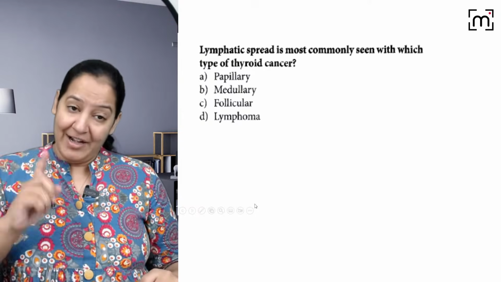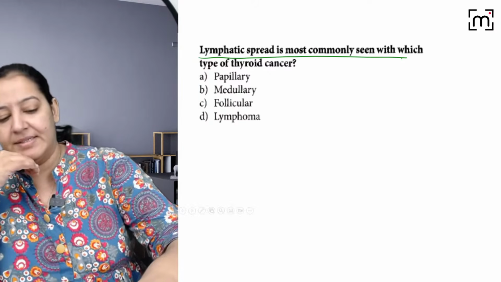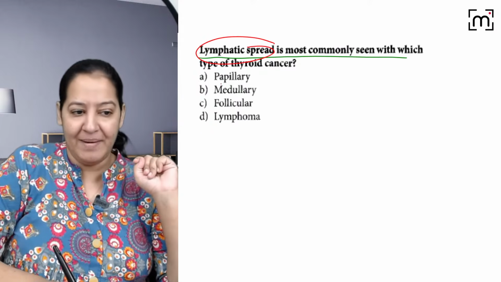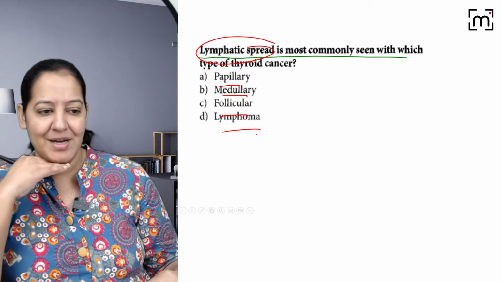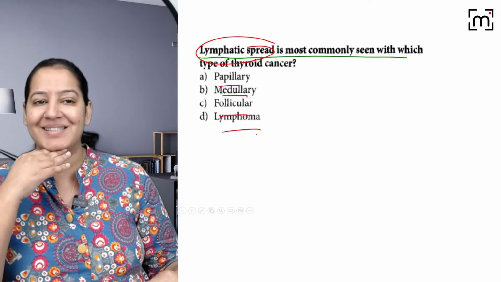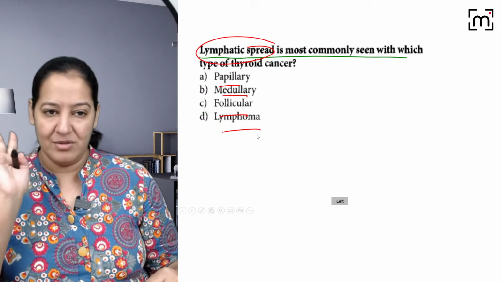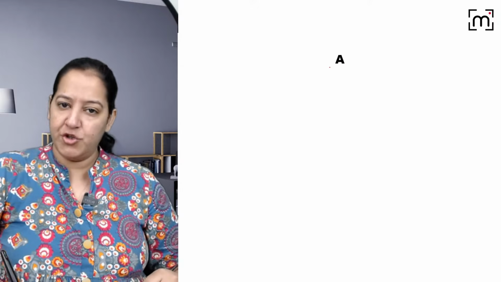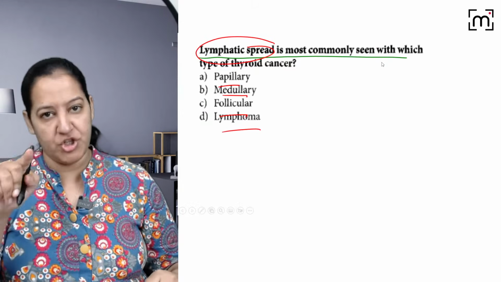I told you this thing. Lymphatic spread is most common in which thyroid cancer? Lymphatic spread happens in all, but in which is it most common? Papillary, medullary, follicular or lymphoma? You are saying B, medullary. What about others? Okay, papillary, I have been given the answer papillary. I have told you medullary. It should be medullary, it should be B. But let me confirm. I will get back to this question again.